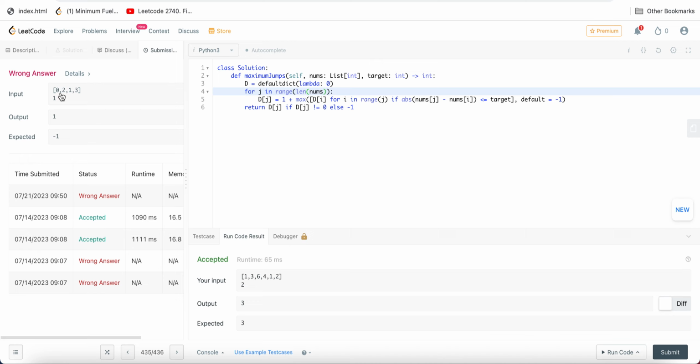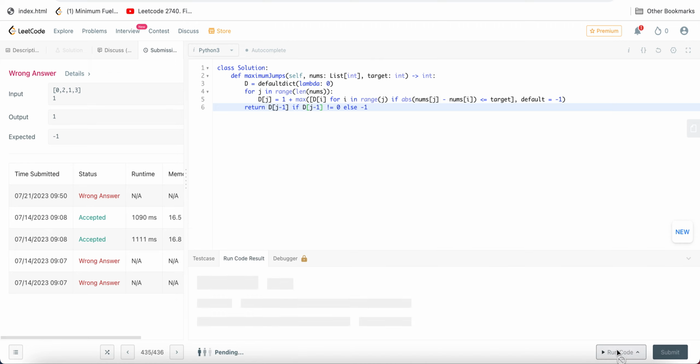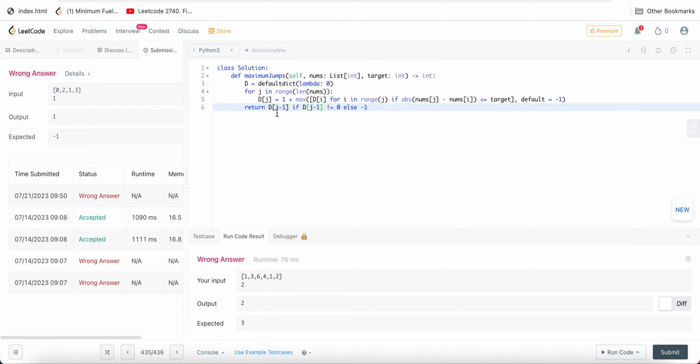Okay, this is wrong for a different reason. So what am I doing wrong here? Let me think for a second. This is good debugging. The J value might not be right here. It's supposed to be length of nums - 1. Let's just do that.